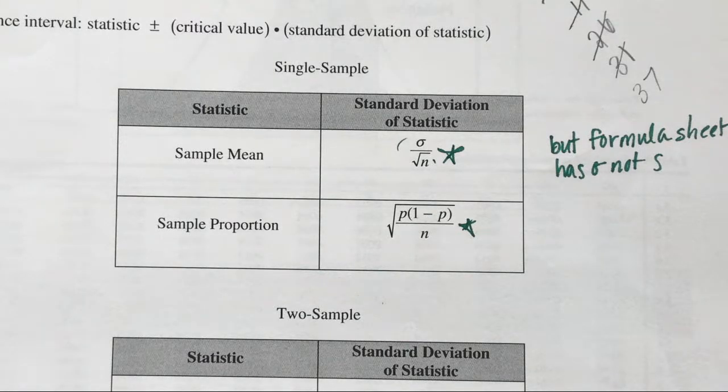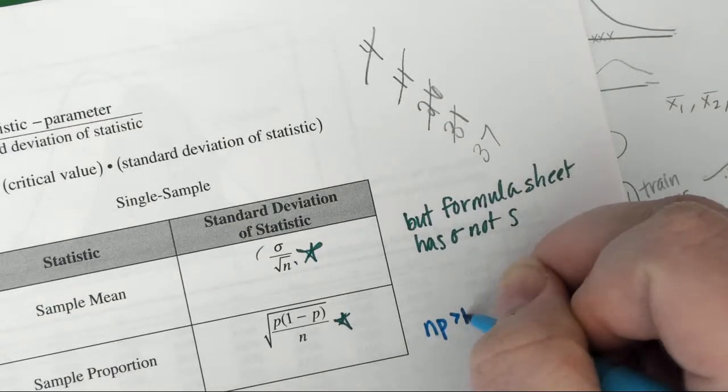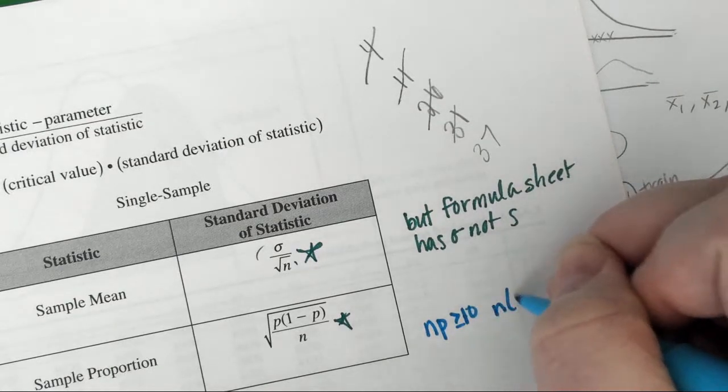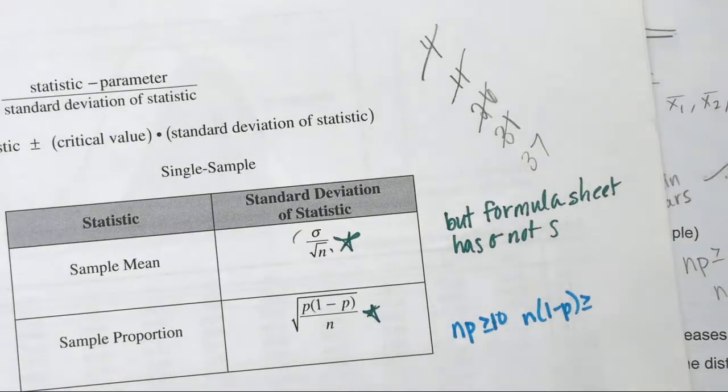So with the proportions, we discussed, and I think I called it the wrong thing, it was the law of large numbers, and we talked about that np had to be greater than or equal to 10, and n times 1 minus p had to be greater than or equal to 10, or was it 0.10? It's 10.